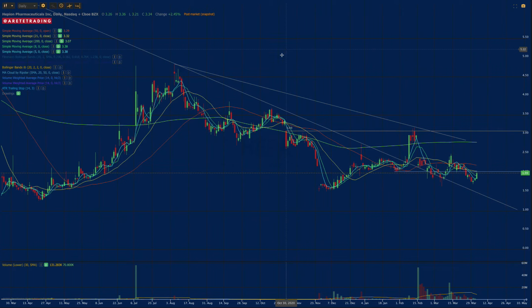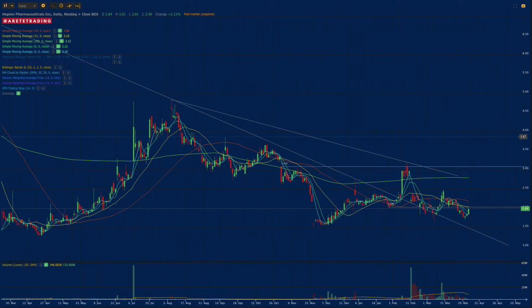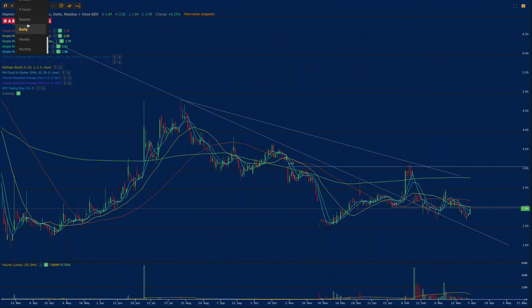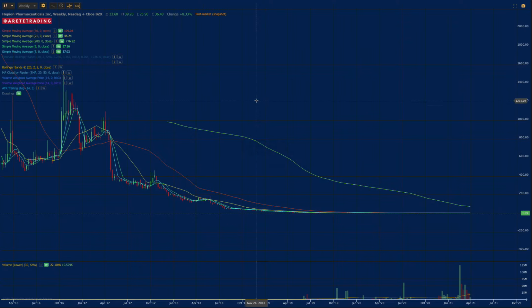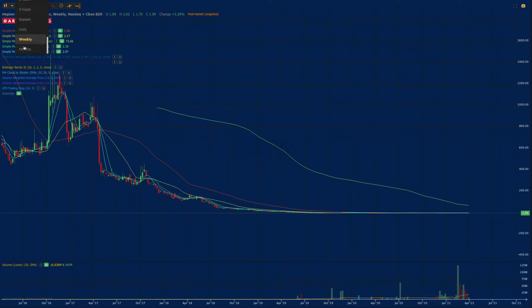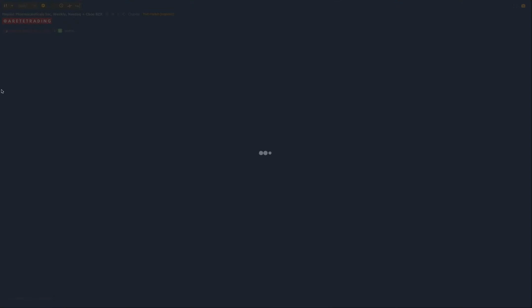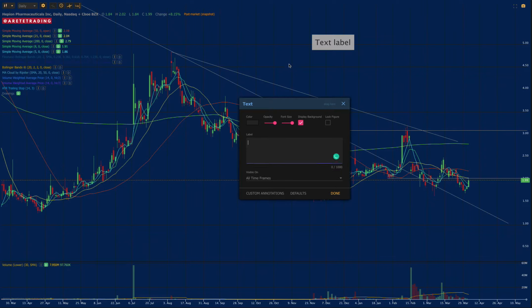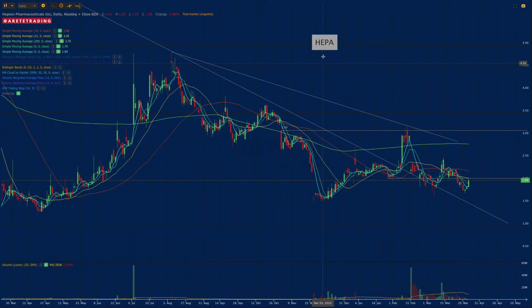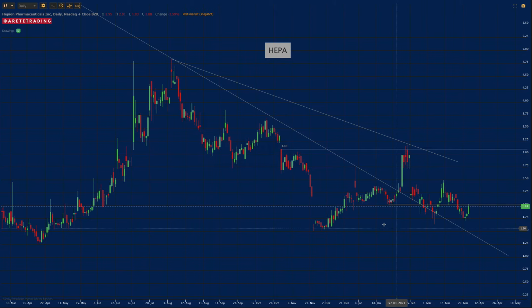HEPA is a little guy, and let's just run through this. It looks like these lines go back a little further. Let's look at a weekly real quick. Yeah, that's not going to be helpful at all. So let's go back to a daily. All right, that's going to bother me. Okay. So let's go to these indexes.